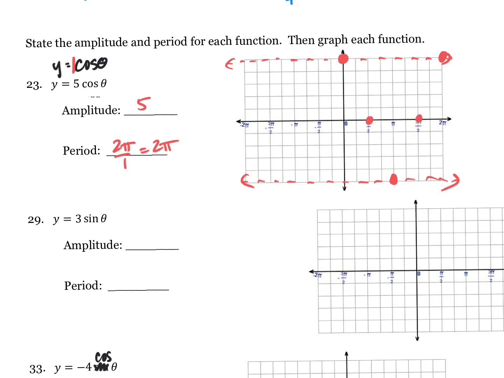This looks like a V. This looks like a dagger. Be careful. Make it nice and curvy. We just have a really big cosine graph.